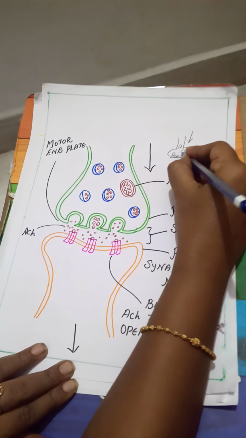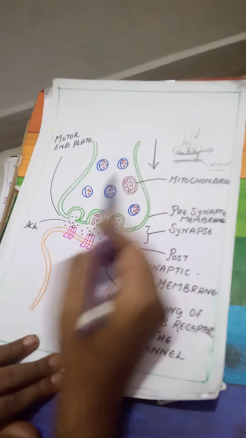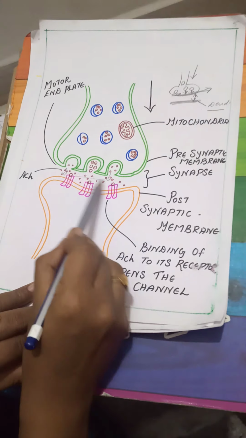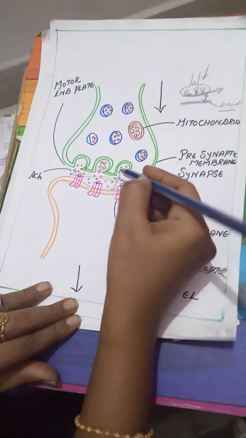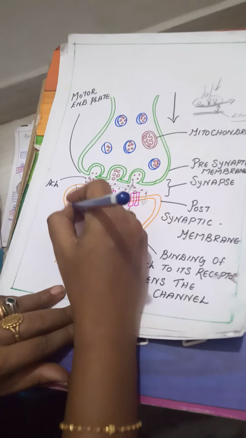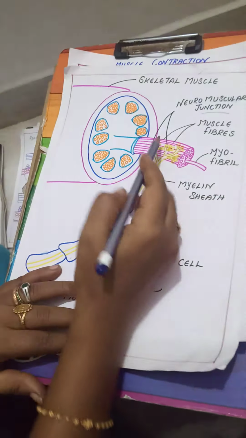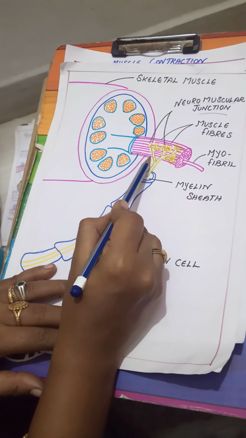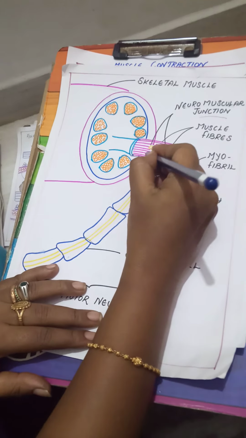Now the synaptic vesicles start moving towards the presynaptic membrane. After they fuse, the neurotransmitter acetylcholine is released into the synaptic cleft. They start moving towards the postsynaptic membrane. Now this acetylcholine, the neurotransmitter, spreads over the sarcolemma. What is sarcolemma? Sarcolemma is the plasma membrane of a muscle. So the signal spreads from the sarcolemma into the sarcoplasmic reticulum.